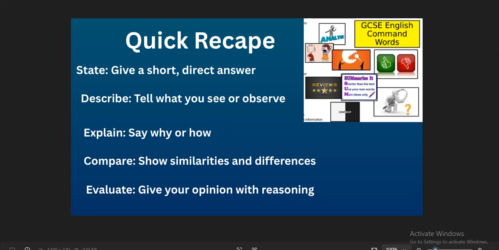Remember, studying smart isn't about reading more, it's about understanding better. Master the command words and you'll master the exam.